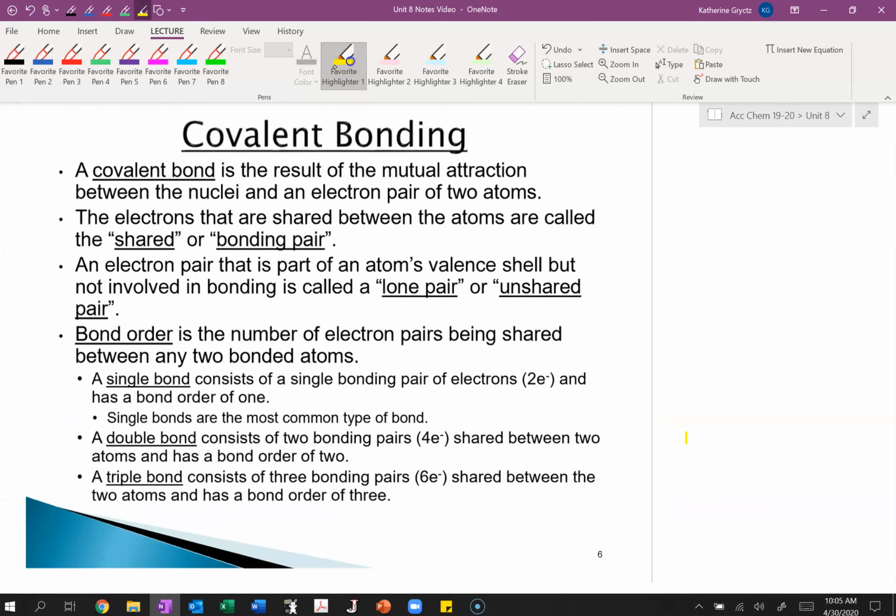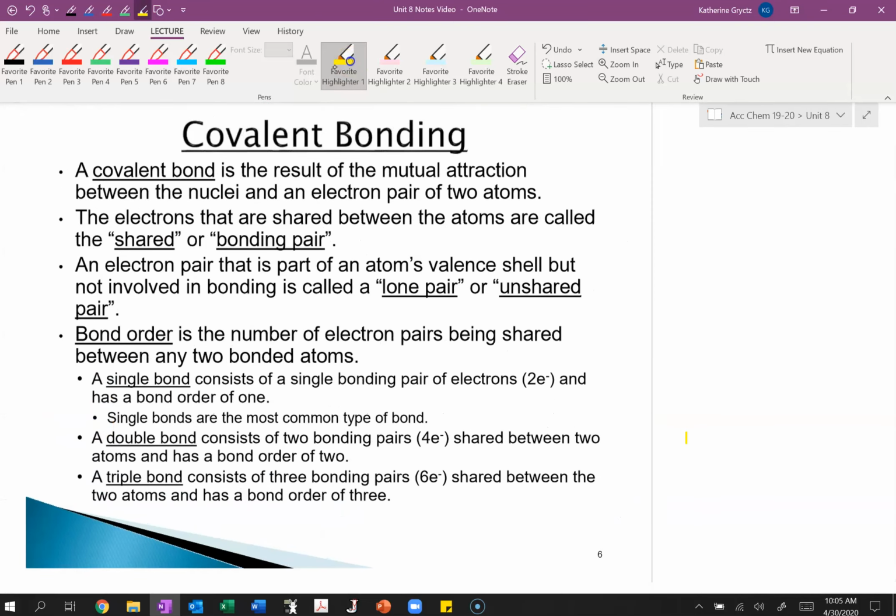So the pair of electrons that is actually shared between the atoms is called a shared or bonding pair. So that highlighted yellow is the bonding pair. So when we drew bromine before, we also had bromine have 6 other electrons out here that weren't involved in that pair.